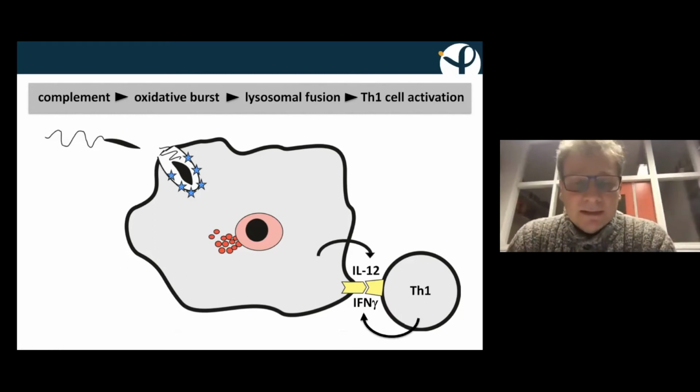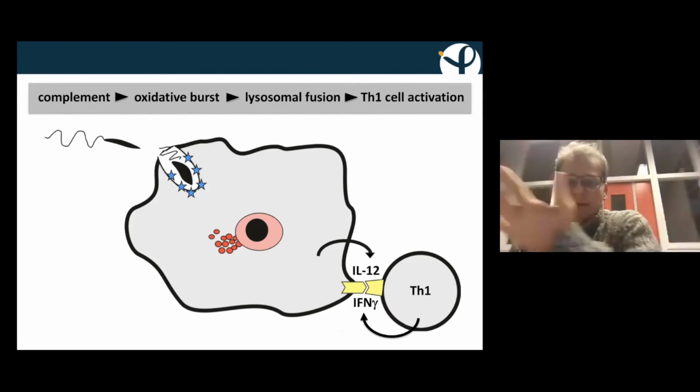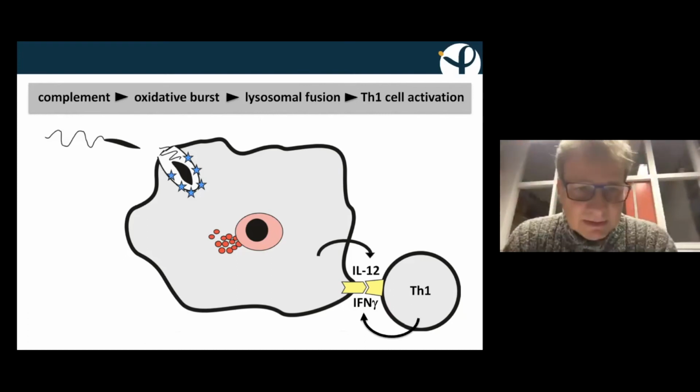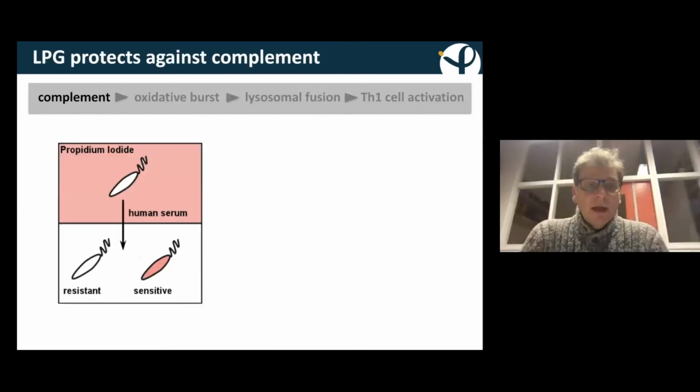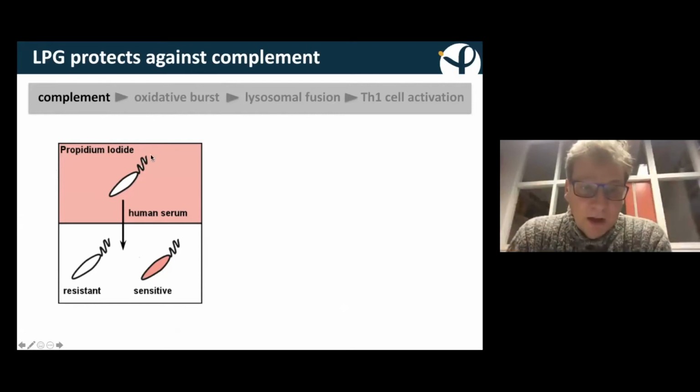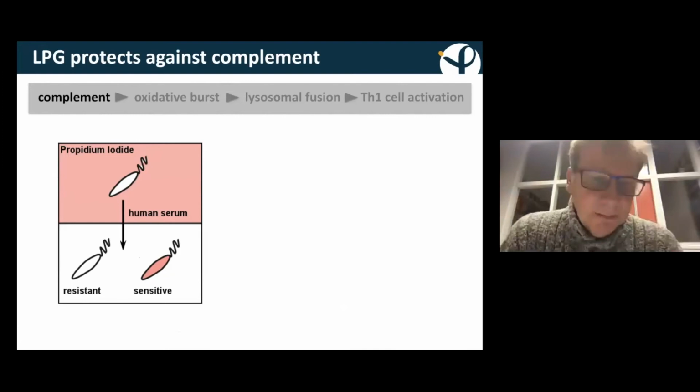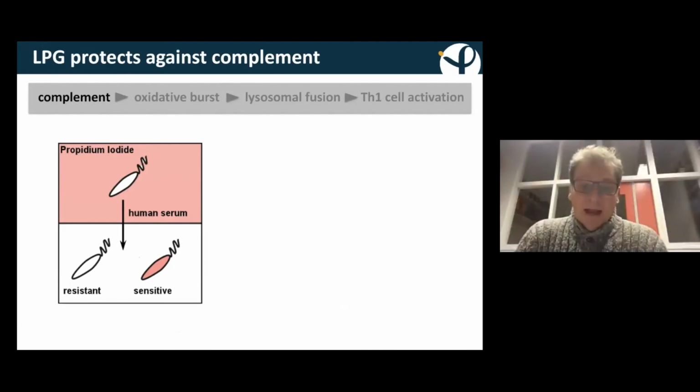So what I did, I took my parasites, the wild type, the knockout, and the add-back, and I was designing experiments to test step for step whether this LPG is important for one or the other resistance. So the first thing that we did was looking into the complement system. It's a very simple experiment. I added a red dye into the culture medium, and this dye was not taken up by the parasite. But if the parasite has holes, the dye will go in. And so what I did, I had these parasites in this medium, that is with this red fluorescent molecule.